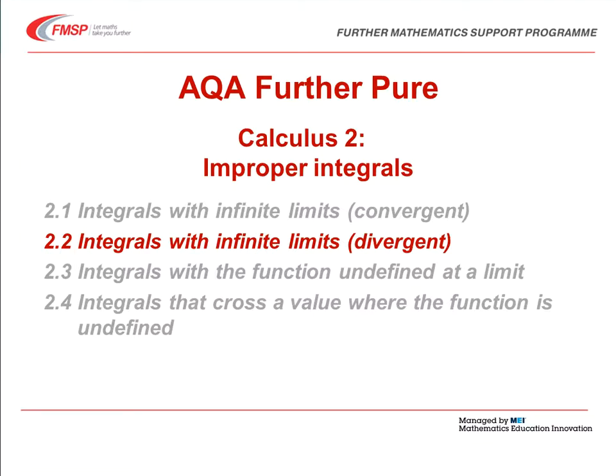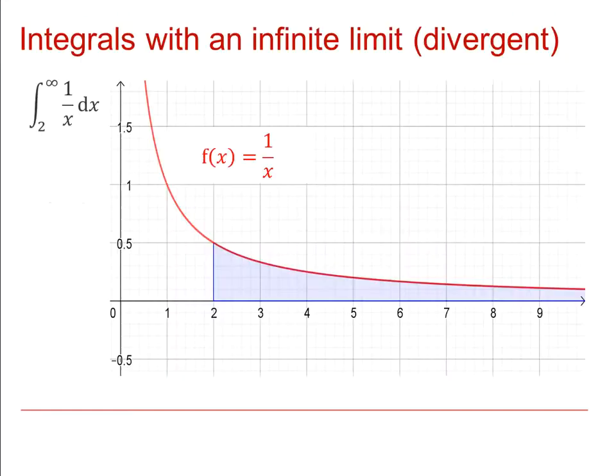This is a video for AQA Further Pure Mathematics, Calculus section 2.1, where we're looking at improper integrals, integrals with infinite limits where the integral diverges. So let's consider this integral then, where we're evaluating from 2 up to infinity. So we've got an improper integral in that the upper limit is infinite, and we'd like to know whether the area under the curve as shown on the diagram actually converges to a limit or whether it diverges, in other words doesn't reach any limit at all.